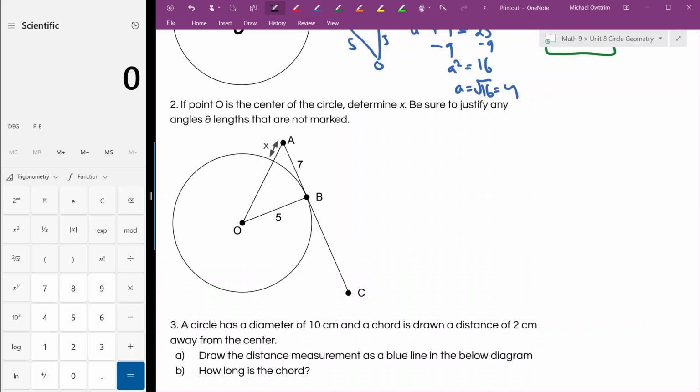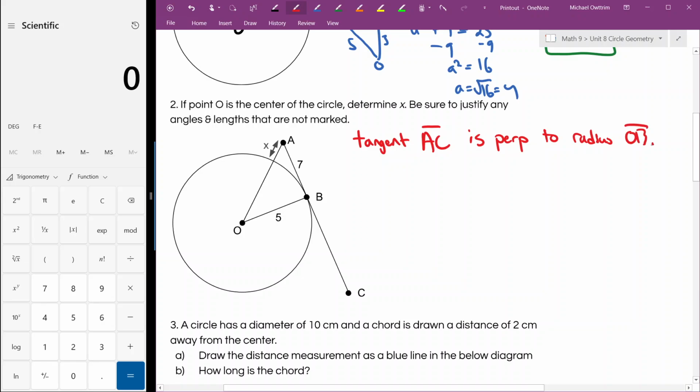So in question 2, we got point O is the center of a circle. We want to determine the length x, and we want to be sure to justify any angles and lengths that are not marked. So what I see here is that we have a line that's outside the circle, and this line A to C touches the circle once at B. And for that reason, we can say that our tangent, which is A to C, a tangent line is a line that touches a circle once, and A to C touches a circle once, is perpendicular to the radius OB.